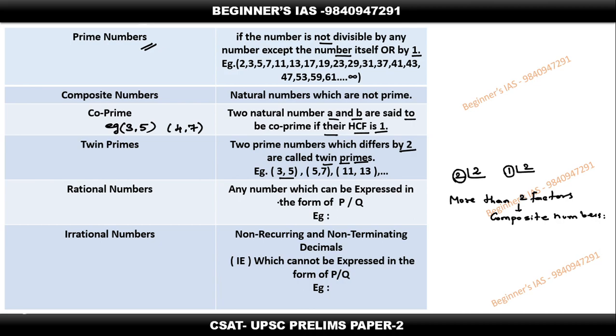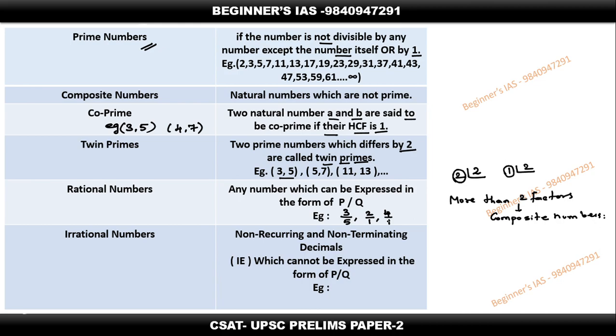Rational number. Any number which can be expressed in the form of p by q is called a rational number. 3 by 5, or else we can say natural numbers are also rational numbers, since they can be represented as 2 by 1, 4 by 1, and so on. Therefore those are all rational numbers.